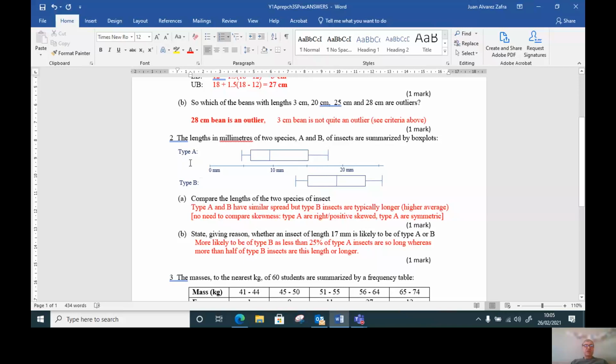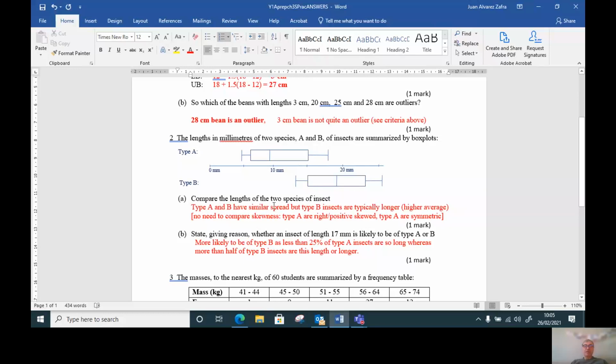Okay, so in this case, we're asked to compare the lengths of the two species of insect. So we've got type A and type B. And we can see from the box plots what the median is. So the median of type A is about 9 millimeters. The median of type B is about 18 to 19 millimeters.